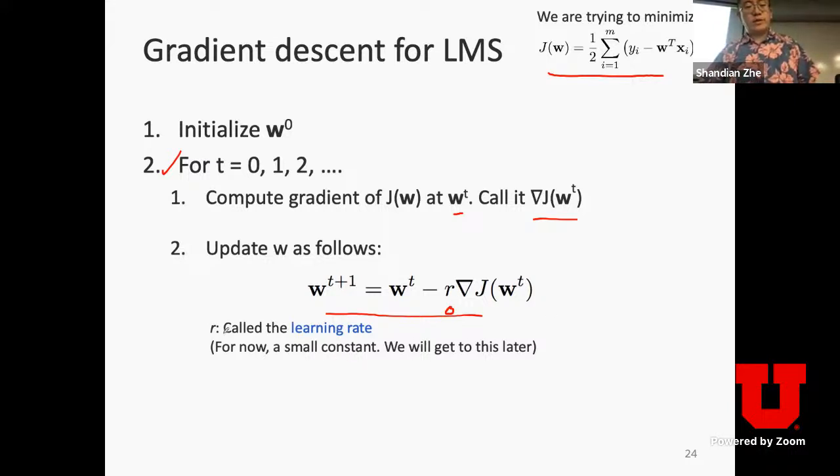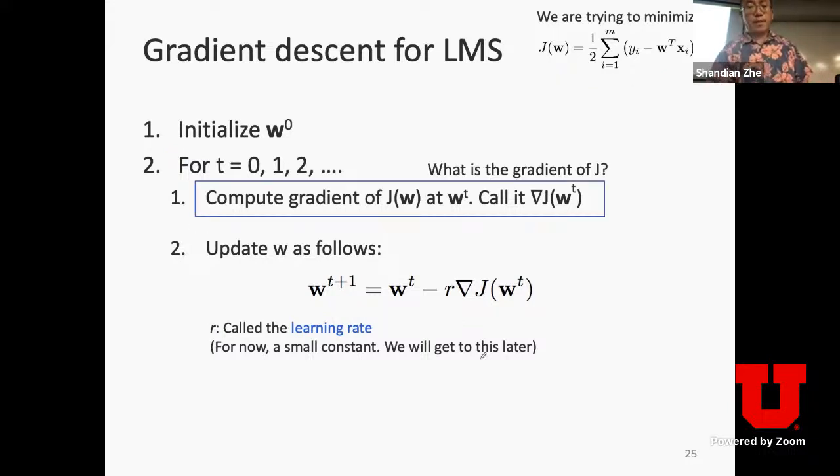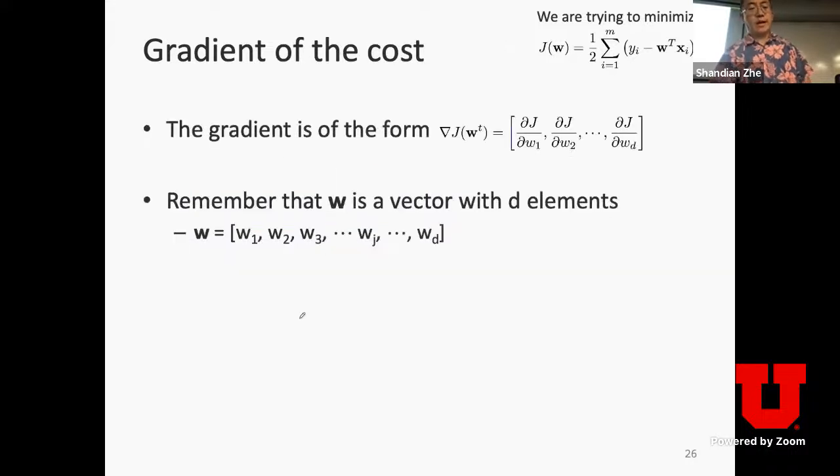But for now, let us assume this R is just a small constant, and we'll get to this later. Okay, so the remaining part for this algorithm framework is to figure out how to compute the gradient of the loss function or cost function with respect to the weight vector W, right? Once we have this gradient, we can just apply this formula to update our model. Now let us look at the gradient of cost.